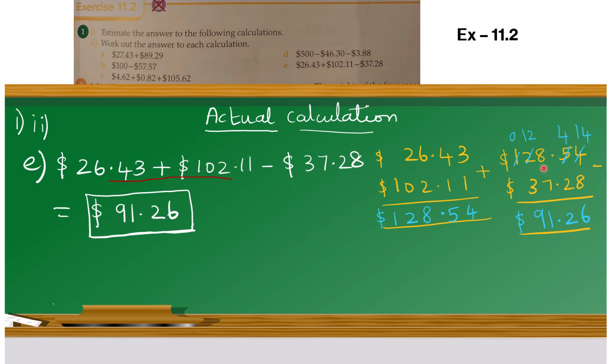So 128.54 minus 37.28. We have to write according to the place values. Okay. So from 4, we can't subtract 8. So what do we have to do? We should borrow from 5. So 5 will become 4. This 4 will become 14. So 14 minus 8 is 6. 4 minus 2 is 2. 8 minus 7, it's 1.